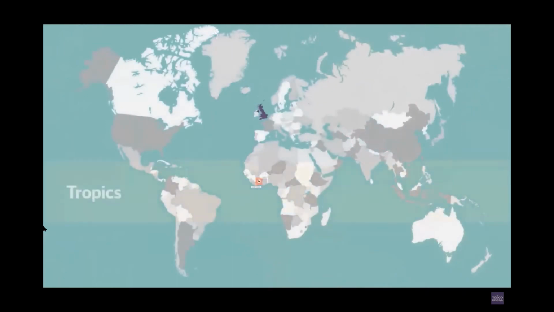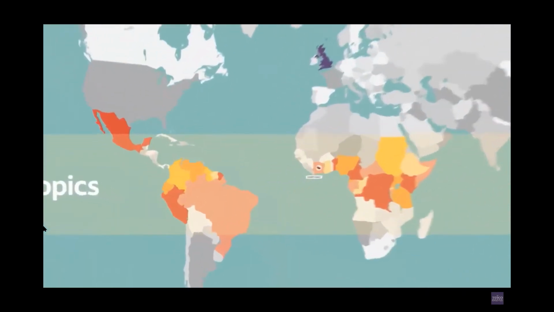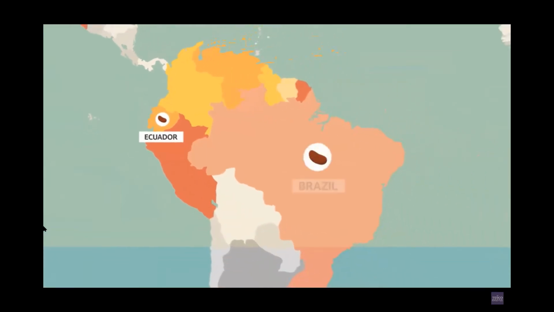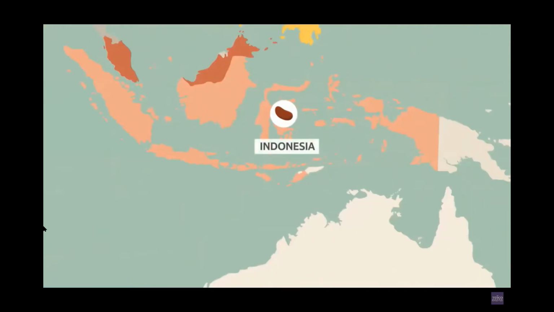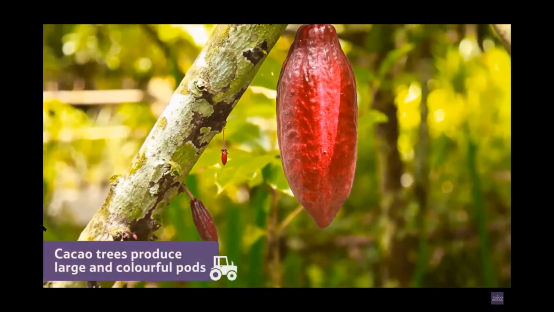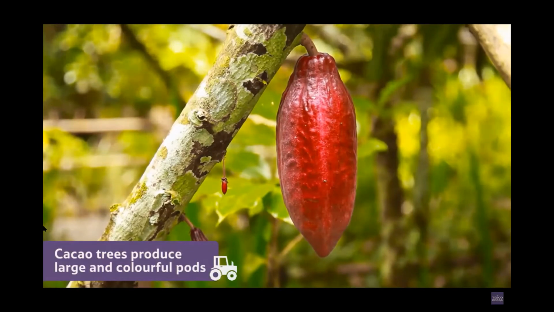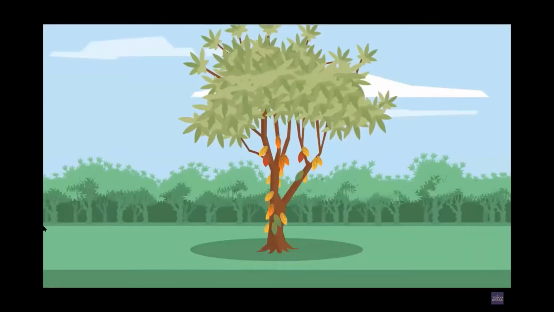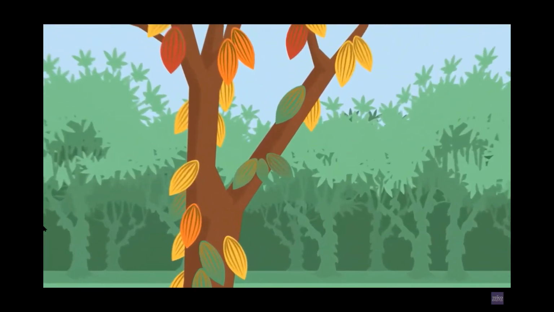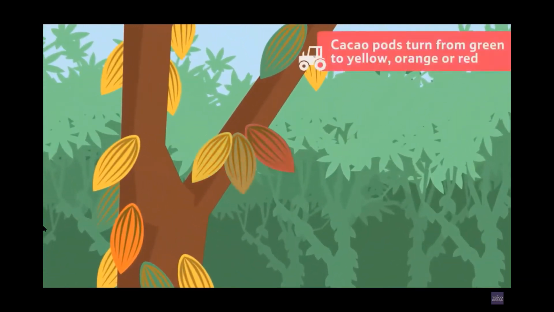They also grow in lots of other countries in the tropics, such as Ecuador, Brazil, and Indonesia. This is because all of these places are warm and humid. The cacao trees produce large, colourful pods that look like this, hard and melon-shaped. They grow straight from the trunk and larger branches of the trees. And once they have ripened from green to yellow, red or orange, the farmer knows they're ready for harvest.